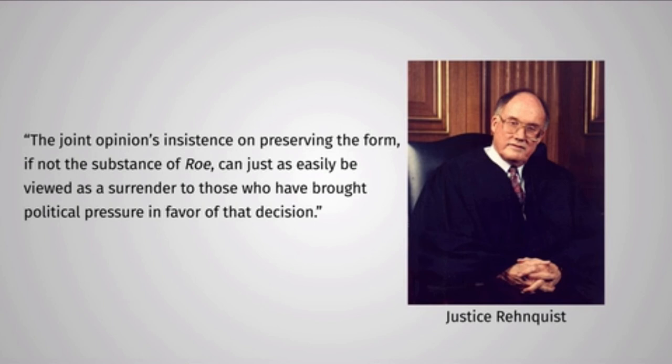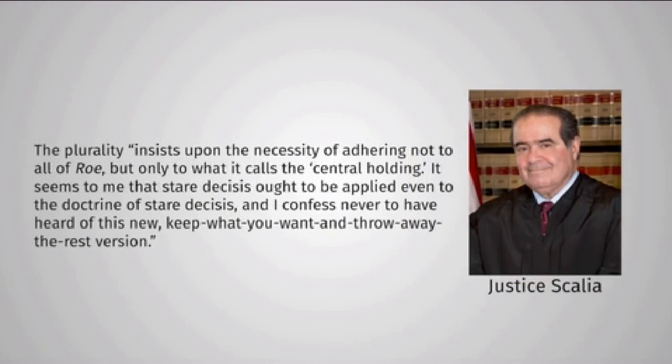Now, Justice Scalia wrote a separate dissent, and he offered an even more blunt criticism of the joint opinion's approach to stare decisis. He said that the plurality insists upon the necessity of adhering not to all of Roe, but only to what it calls the central holding. He said, it seems to me that stare decisis ought to be applied even to the doctrine of stare decisis. And I confess never to have heard of this new keep-what-you-want-and-throw-away-the-rest version.